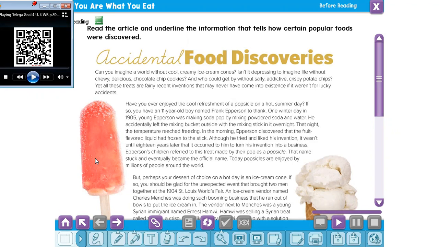Yes, Mr. Laith, I want you to start reading from the beginning. Okay, Accidental Food Discoveries. Can you imagine a world without creamy ice cream cones? Isn't this depressing to imagine life without chewy, delicious chocolate chip cookies, and who could go without salty, addictive, crispy potato chips? Yet all these treats are fairly recent inventions that may never have come into existence if it weren't for a lucky accident.